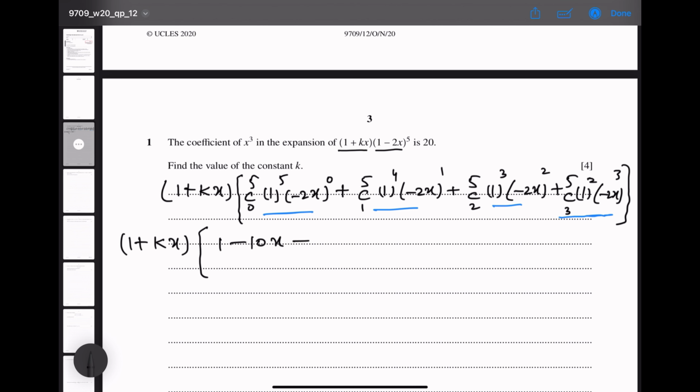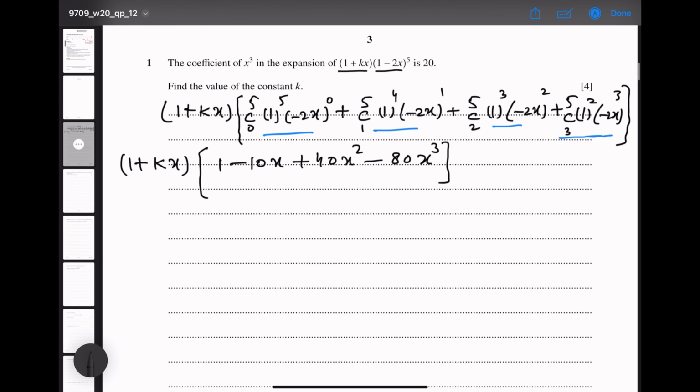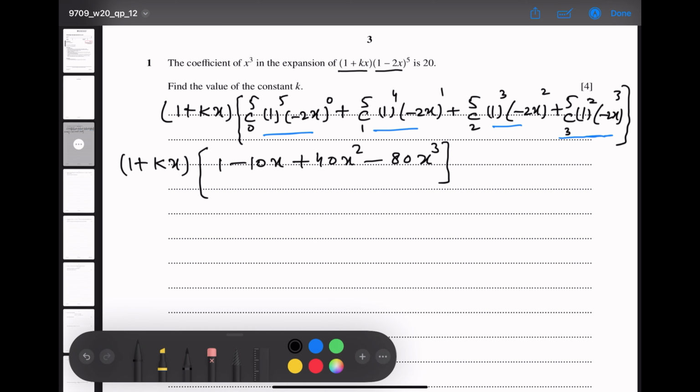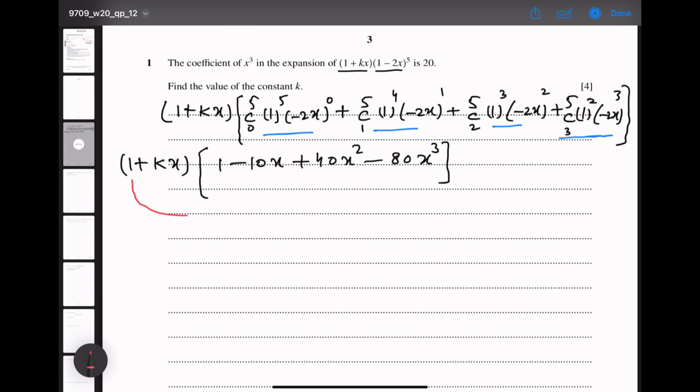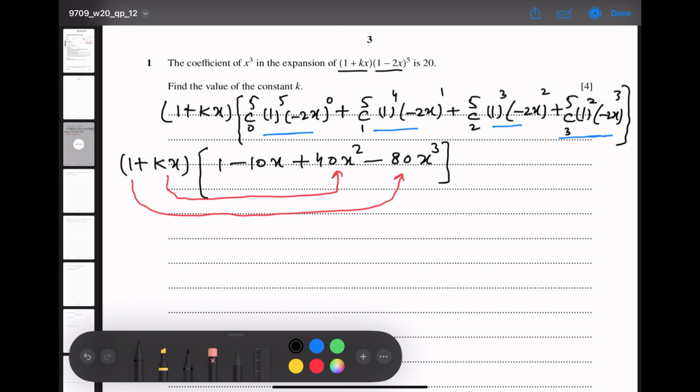Next term in the same way is 40x square. The next term will be minus 80x cube. Now we have to multiply 1 plus kx and this bracket, but we only need the terms involving x cube. So 1 is multiplied by minus 80x cube, we will get a term involving x cube, and kx will be multiplied by 40x square, we will get a term involving x cube.